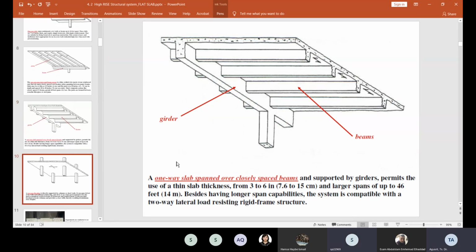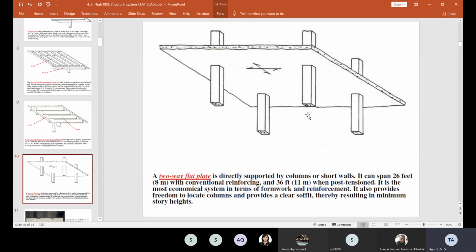And then for the flat slab, you can see here, it is supported by columns. Let's say this length is Lx, and this one is Ly. Maybe this Ly over Lx is less than 2, so this is considered as two-way. So it needs to be designed as a two-way slab.